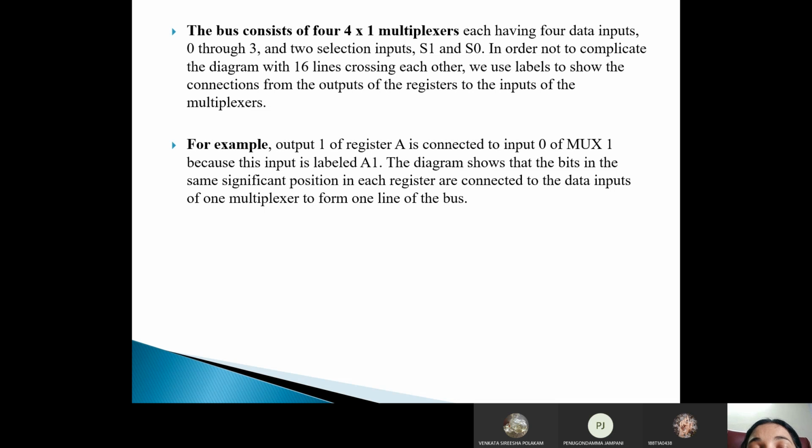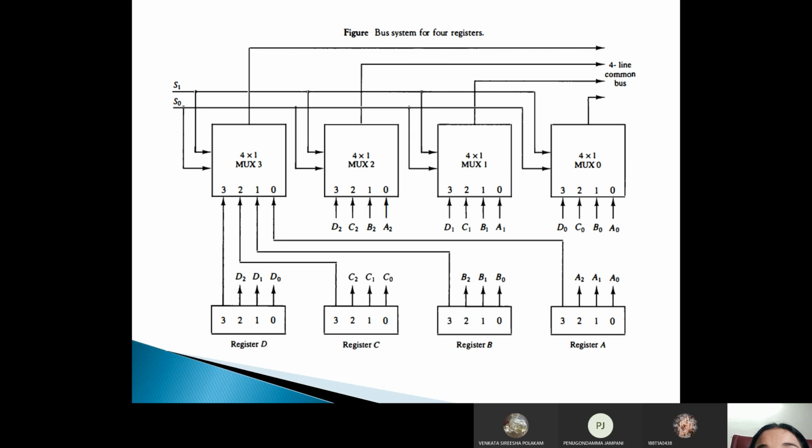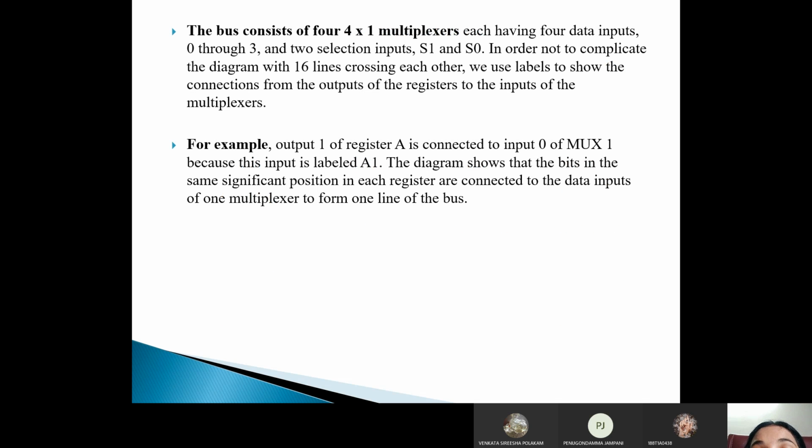In order not to complicate the diagram with the 16 lines crossing each other, we use the labels shown in the connection of the output of the registers to the inputs of the multiplexers.